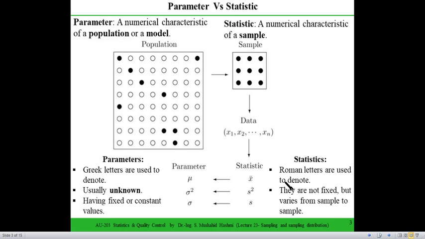Whereas statistics, which are taken from a sample, are not fixed. They vary from sample to sample. Even though we have the same population, we can have different samples from the same population, and each sample would have different characteristics, so we call them different statistics. So the terminology parameter is just a characteristic of a population, whereas statistic is a characteristic of a sample.